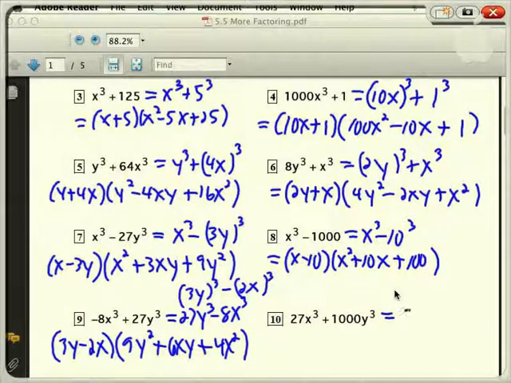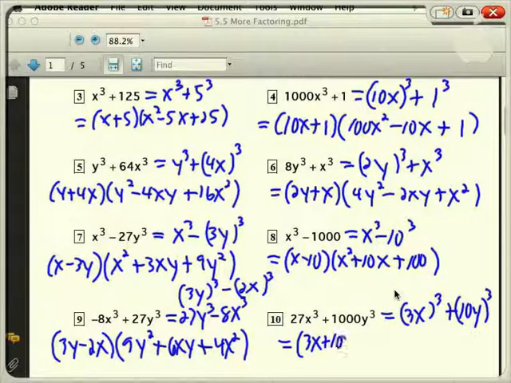In number 10, we have 3x quantity cubed plus 10y quantity cubed. So this will go quantity 3x plus 10y times 3x quantity squared, which is 9x squared, minus 30xy plus 10y quantity squared, which is 100y squared.